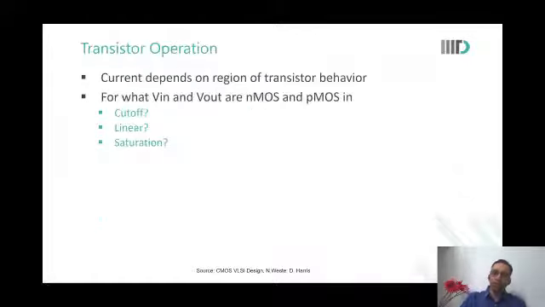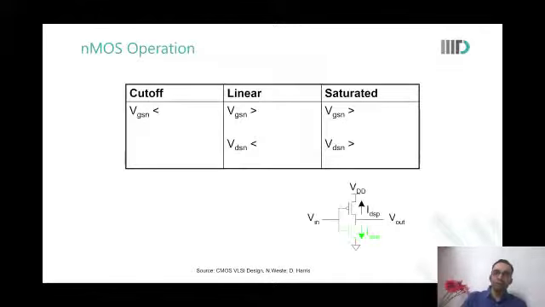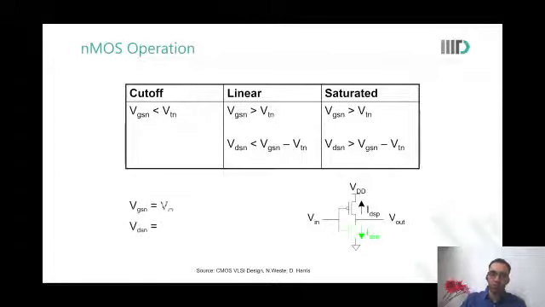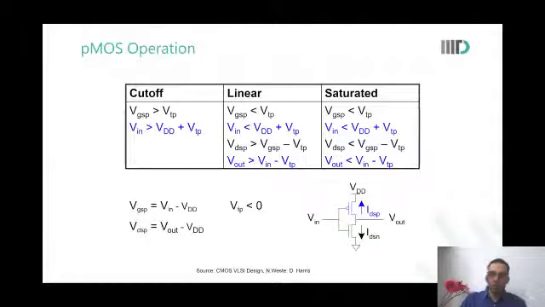Okay. So let us look at this much: what is the cutoff region, what is the linear region for the NMOS, what is the saturated region for the NMOS and the PMOS also. So the PMOS is simply the dual of this. You remember this much? Yes, sir. So the PMOS is simply the dual of the NMOS.